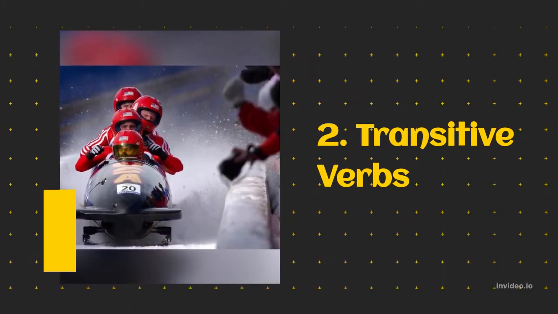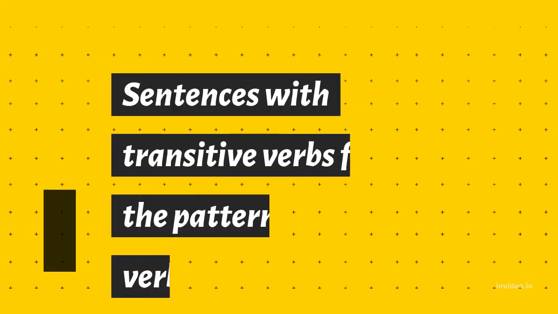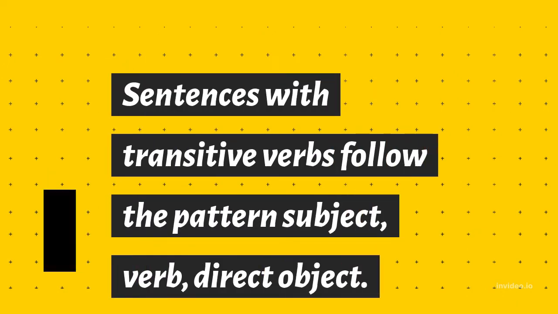2. Transitive verbs. Sounds technical and tricky, right? Fear not. Transitive verbs simply express an action. The only thing to note with this category of verbs is that they're always followed by a direct object, which is someone or something that's receiving the action of the verb. With transitive verbs, an object is required. Sentences with transitive verbs follow the pattern subject, verb, direct object.